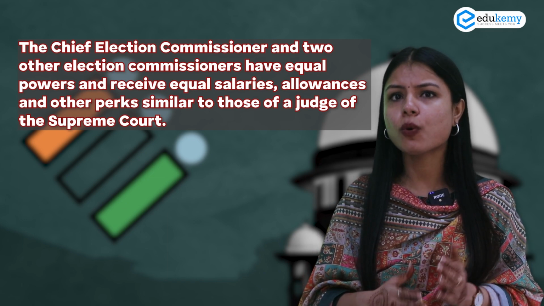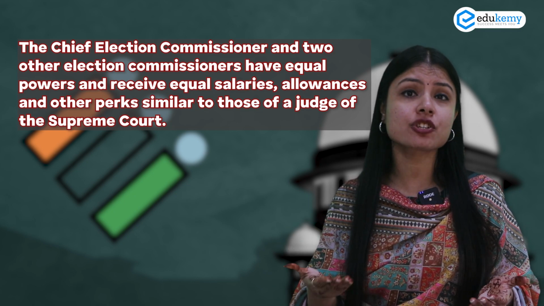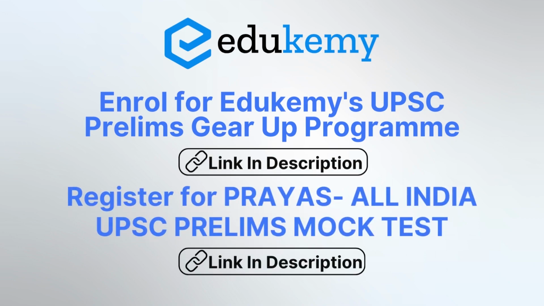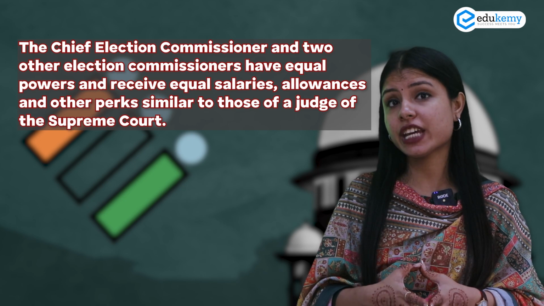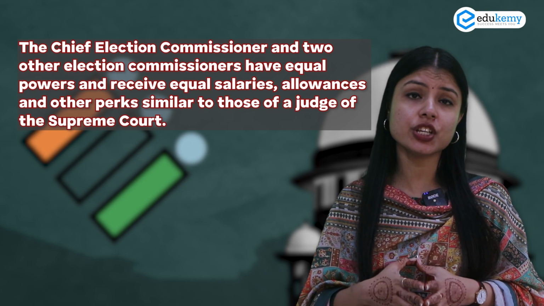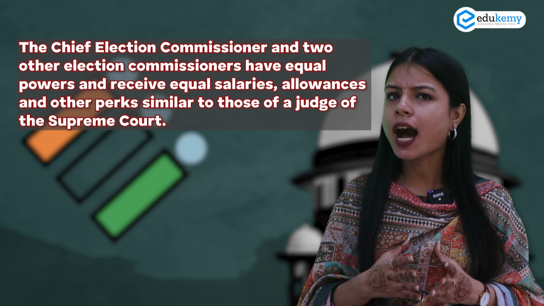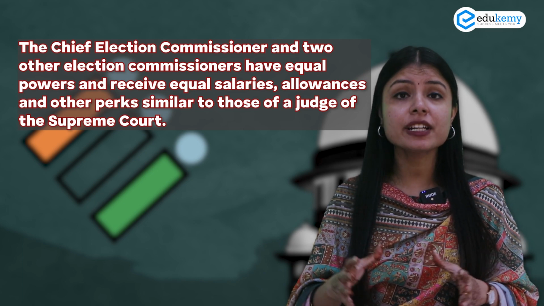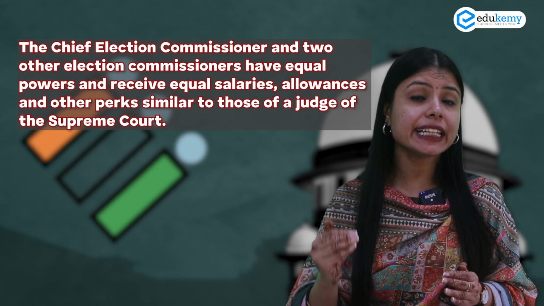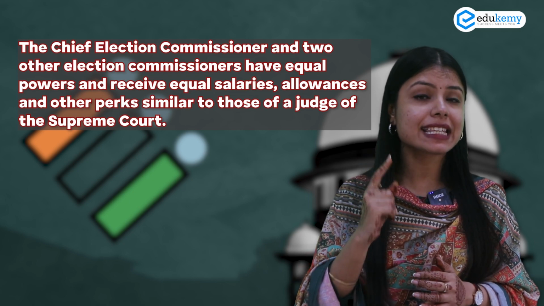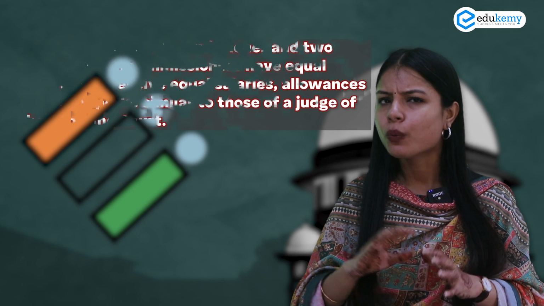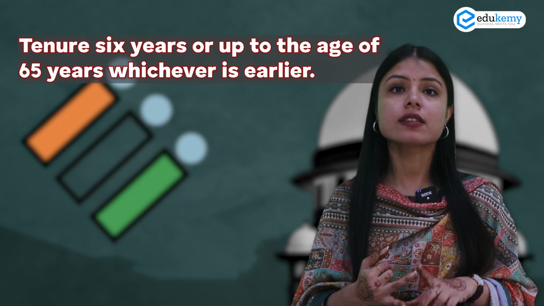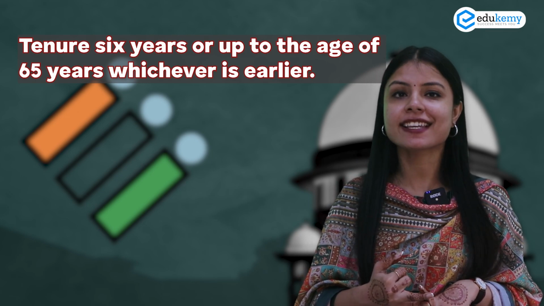Also, one might ask, what are the qualifications to become the Election Commissioner or the additional commissioners? Now, the Constitution does not specifically talk about any qualifications required to become the Chief Election Commissioner or the members. However, the Constitution left it to the Parliament, and so far Parliament has not come up with any detailed qualifications required, and this can be a question in your examination. With regards to the tenure, remember the tenure is 6 years or 65 years, whichever is earlier.